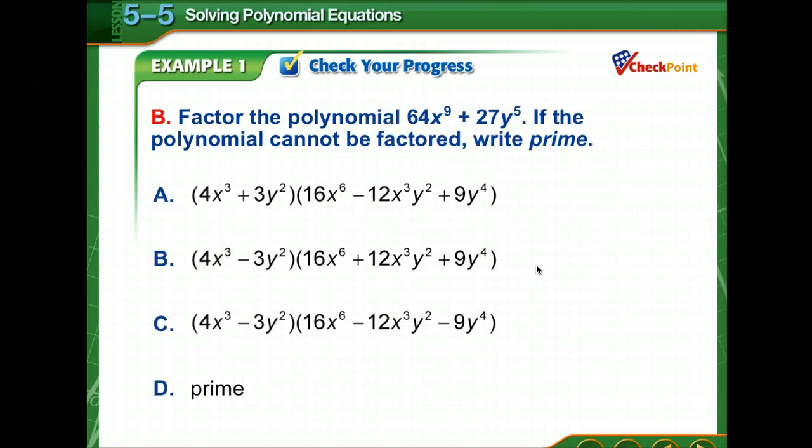Let's try another one of those. So pause and then come back and check your answer. And you're right, this one's prime. Could not be factored.